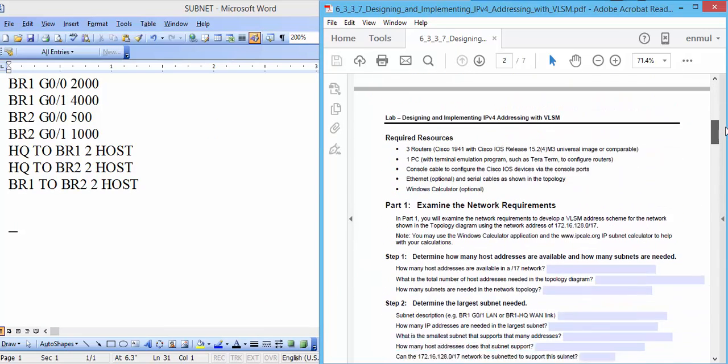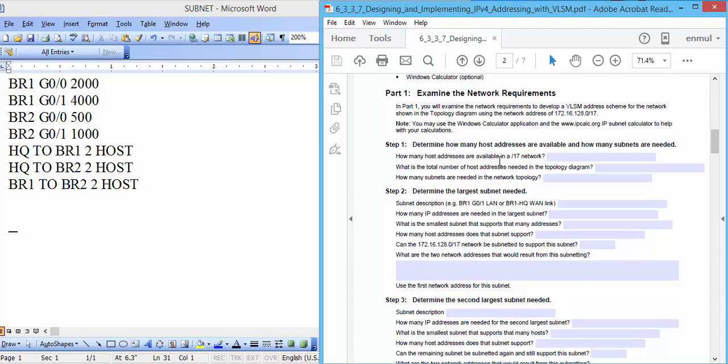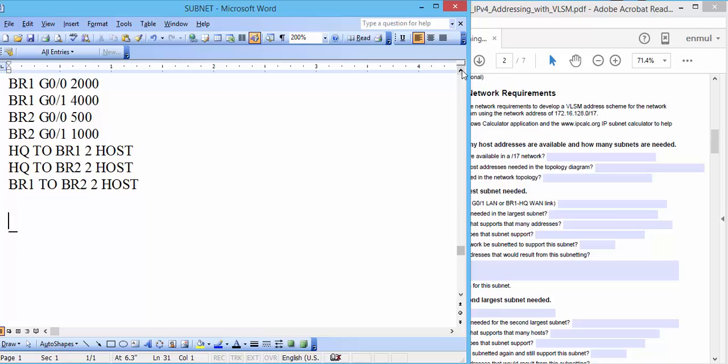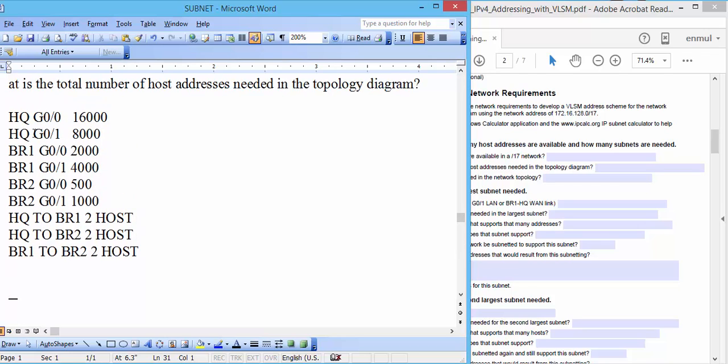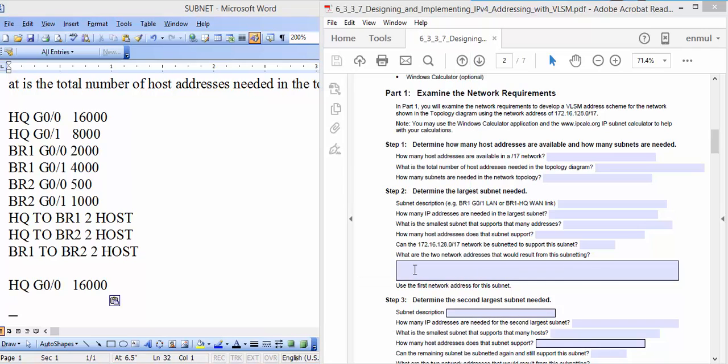Now, how many subnets are needed in the network topology? So let's find out the subnets. We know that we need 9 subnets: 1, 2, 3, 4, 5, 6, 7, 8, 9. But let's find out the host addresses, network address, and broadcast address of all those hosts that we need.